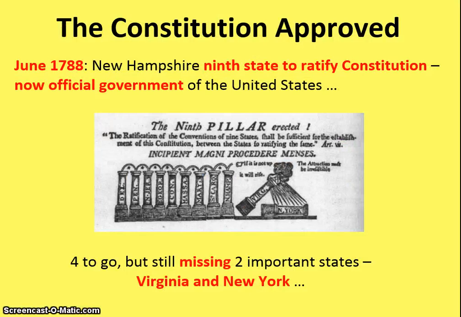But nonetheless, the Constitution is approved within the course of a year. By June 1788, the requirement for ratification was 9 of the 13 states or 2/3 vote. So in June 1788, New Hampshire becomes the 9th state to ratify the Constitution. So this is now the official government of the United States. That leaves 4 states to go, but 2 of those are really important, Virginia and New York. These are 2 of the largest, most populous, and wealthy states, and they're right in the middle of the country. So it's going to be pretty hard to have a successful country without Virginia and New York coming along.